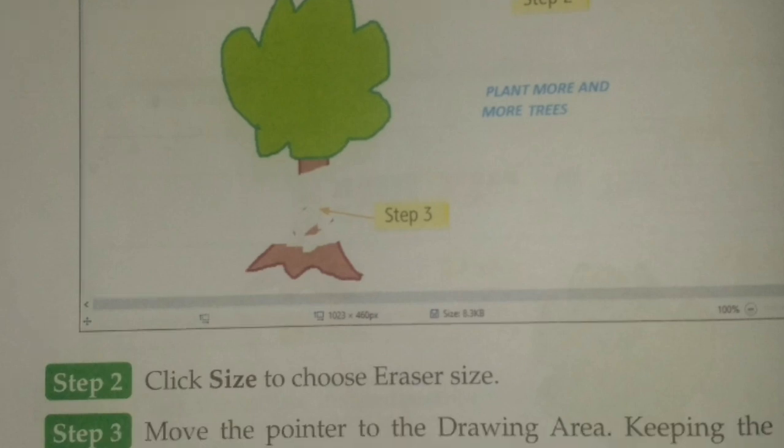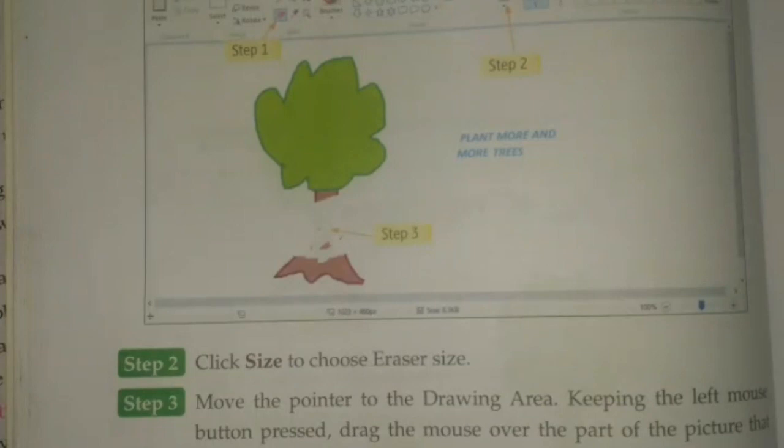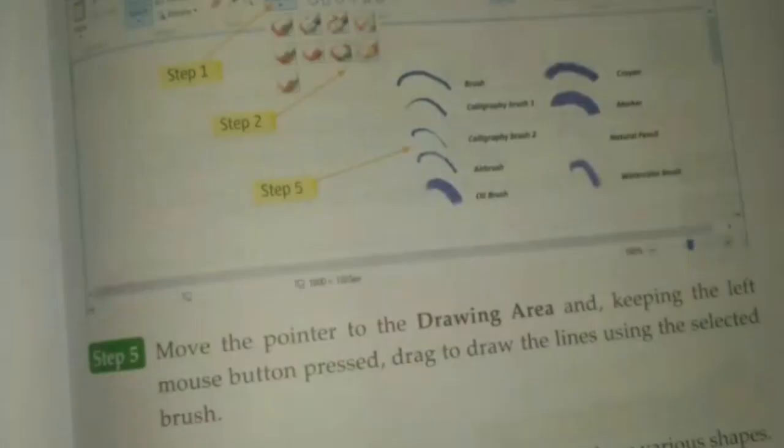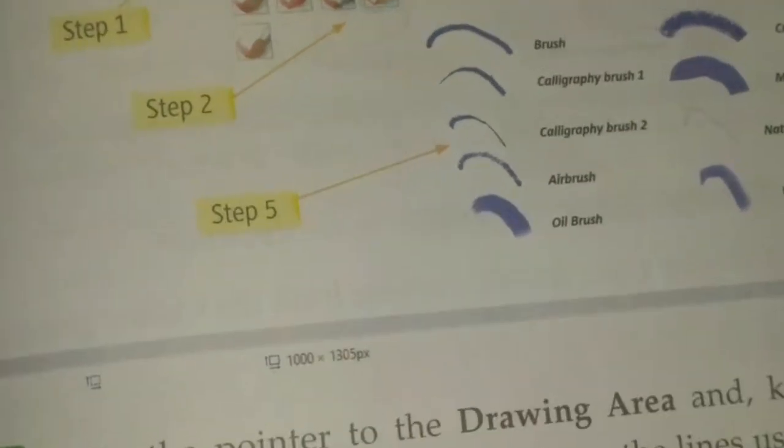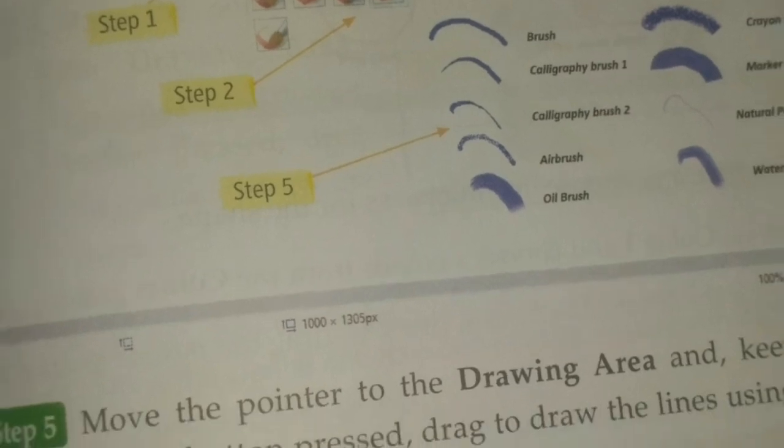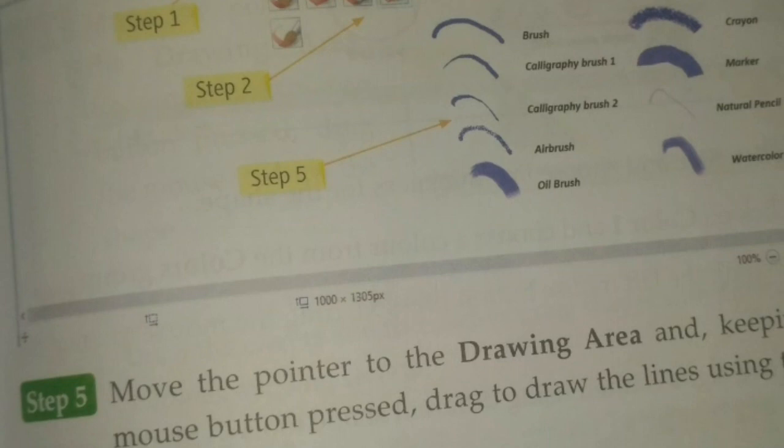Okay. Next one is the brush tools. These brush tools can be used to draw lines and curves with different looks and effects. First, click on the brushes down arrow, and the list of available brushes gets displayed. Here is one picture of the brushes. You click first, then you will get so many types of brush. You have to select your choice, whichever one you want.